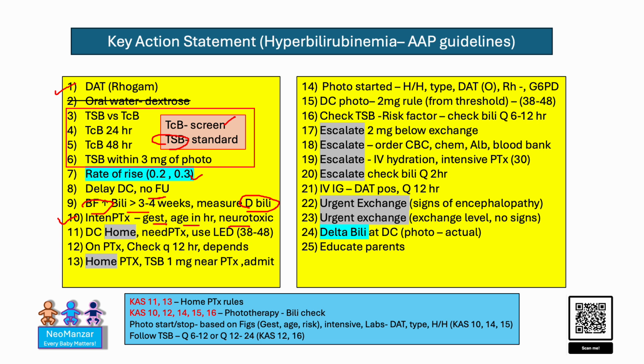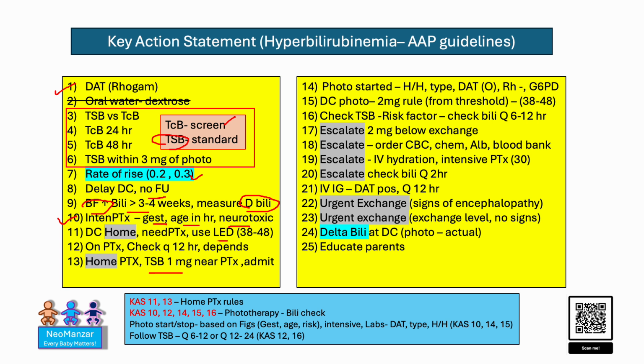Then we have two others, and we talk about the home thing. If you're discharging a patient home and the baby needs phototherapy, always use LED. And the code is 3848, meaning the baby has to be greater than 38 weeks and greater than 48 hours. That makes sense. If the baby is within 24 hours and more premature, of course you don't want to do home therapy, then you admit, as it says here. So home are 2 points.